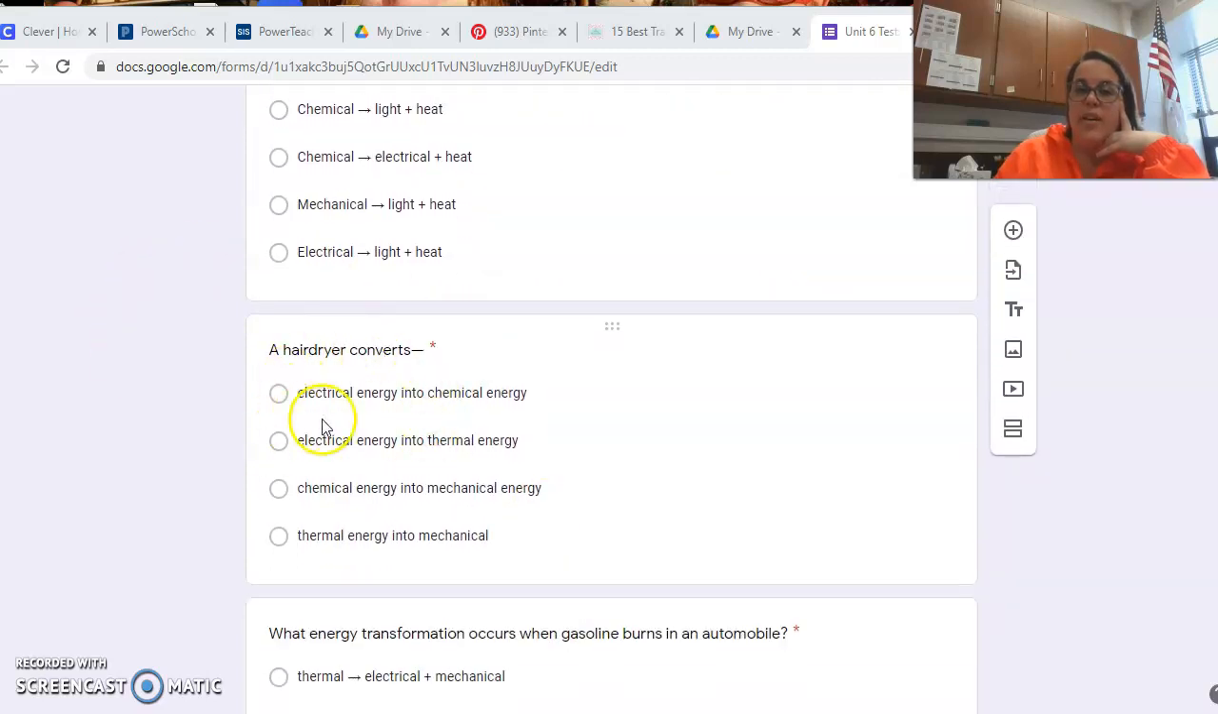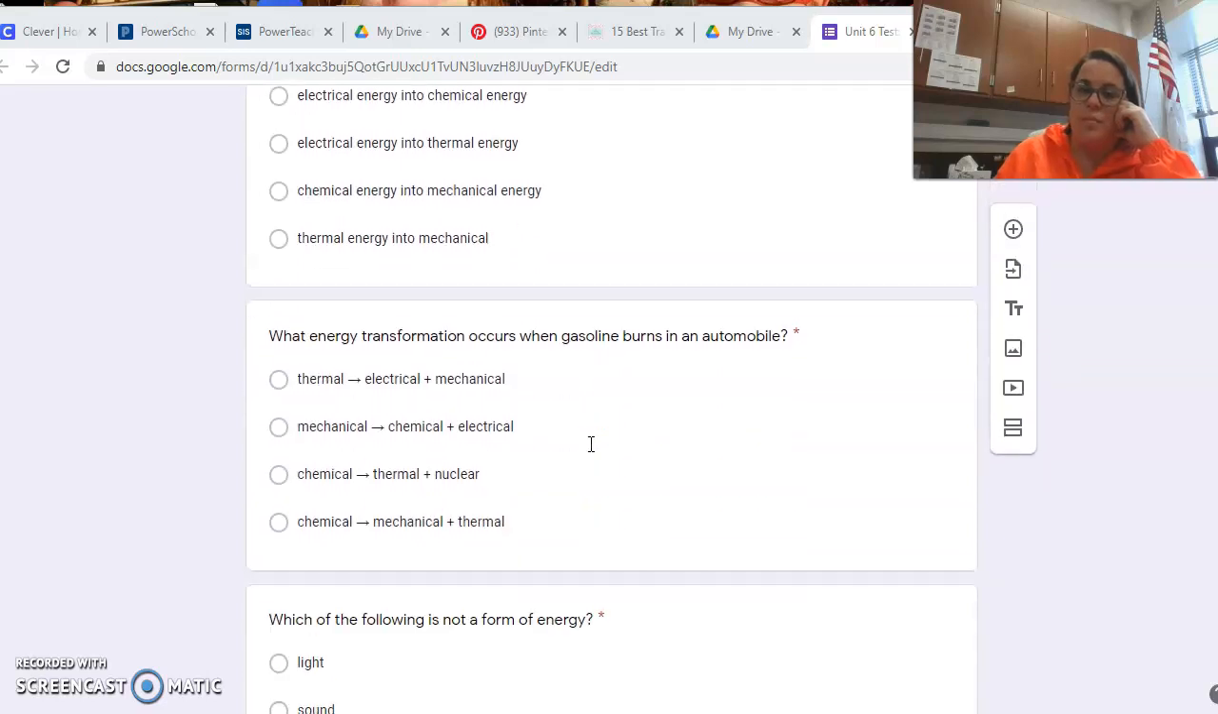A hair dryer converts, so think of drying your hair, electrical energy into chemical energy, electrical energy into thermal energy, chemical energy into mechanical energy, thermal energy into mechanical. Remember, you can pause me at any time and go back and have me reread.